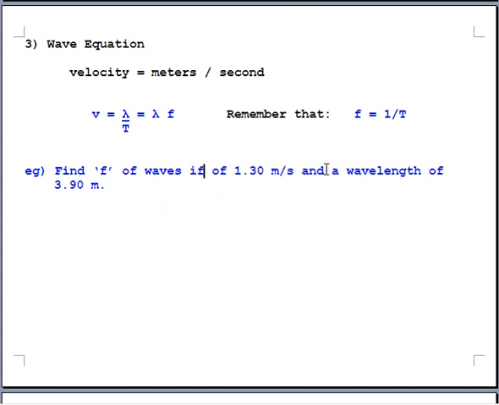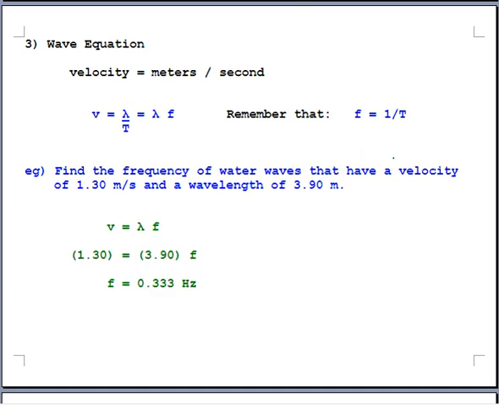If v equals 1.3 meters per second and wavelength, you could even put your little lambda symbol, equals 3.9 meters. You can speed things along for yourself there. In this case, we don't want to use the equation that involves period because they're asking us to find frequency. So this is as easy as plugging some numbers in there. V equals lambda times F.